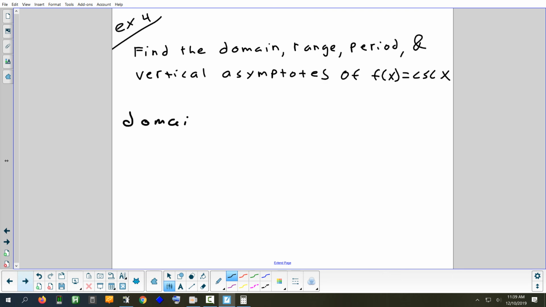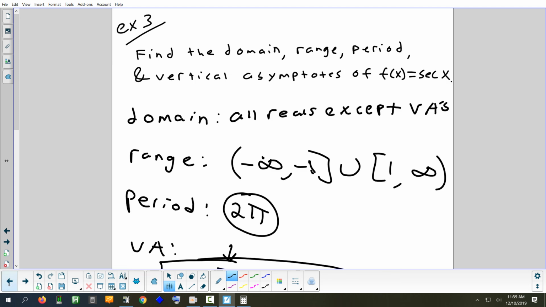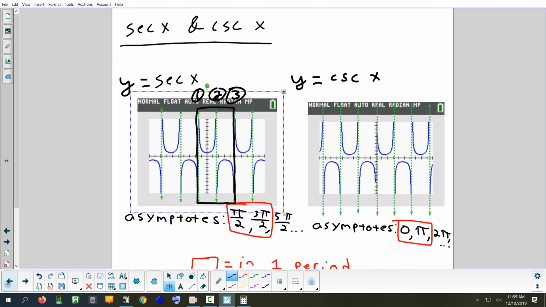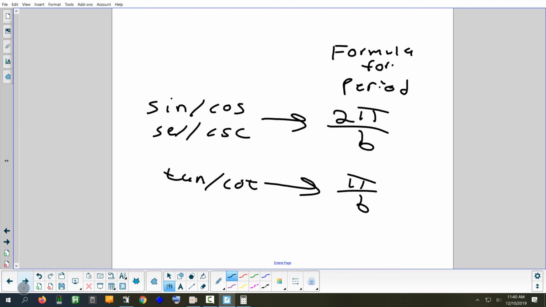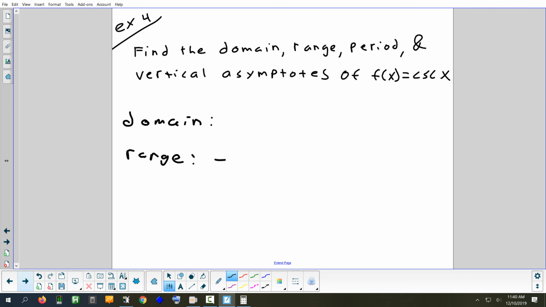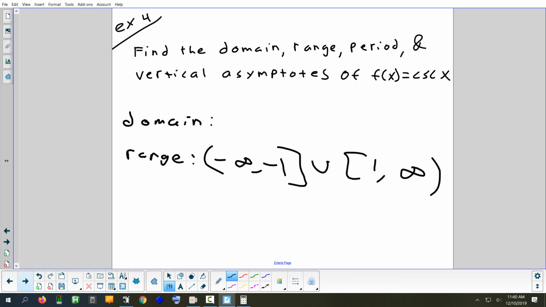Okay, domain. Let's go to the range first. What's the range of cosecant? It's the same as secant. Yep, it's exactly the same thing. It's almost like it's just been shifted a little bit, but other than that, it's the same. Okay, so range: negative infinity to negative 1, including, or 1 to infinity.